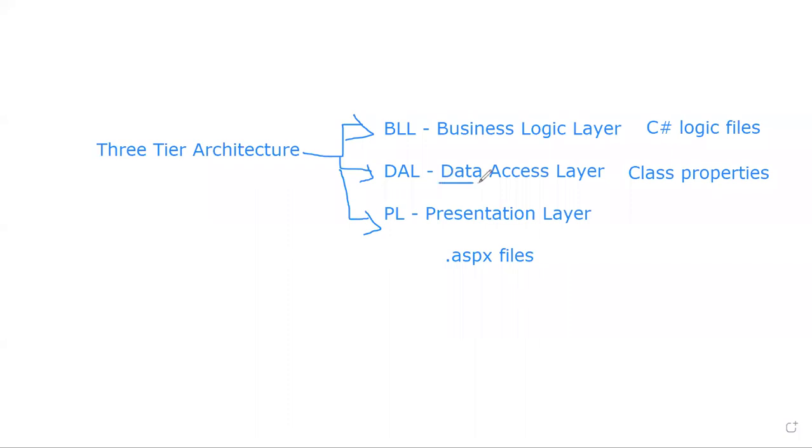So remember, data access layer means data. Data means where the data will be stored, the data will be stored in the database. So for the data access layer, let us discuss an example.